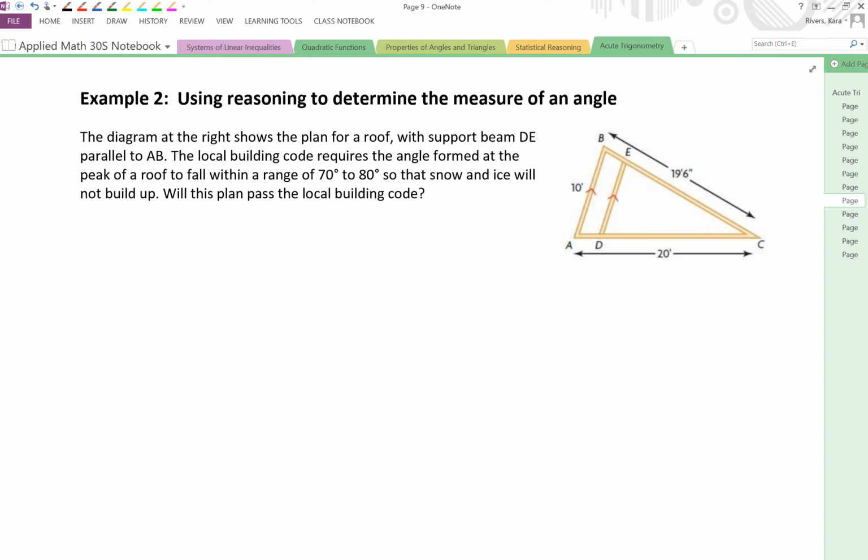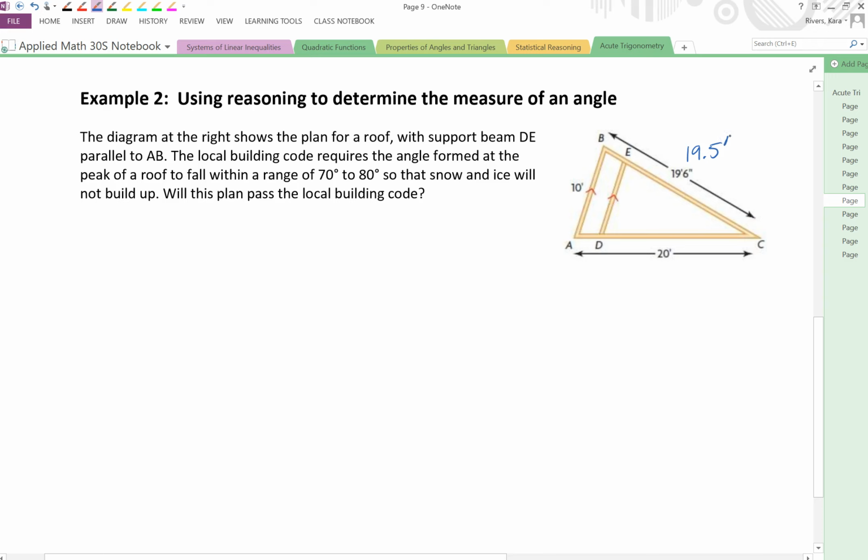So looking at my question, first of all, looking at my diagram, I can see that this is measured in feet and inches. This is measured in feet, and this is measured in feet. And in order to do anything with this, I need all of my values to be given in the same unit. So either change them all to inches or change them all to feet. I changed them all to feet because I know that 6 inches is a half of a foot. So then this would be 19.5 feet. Okay, so that was my first step.